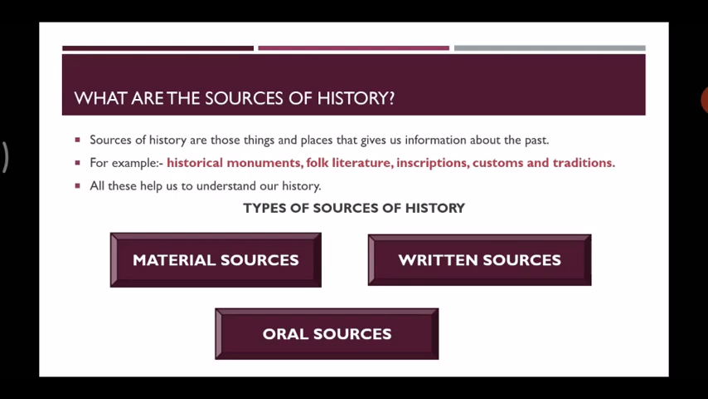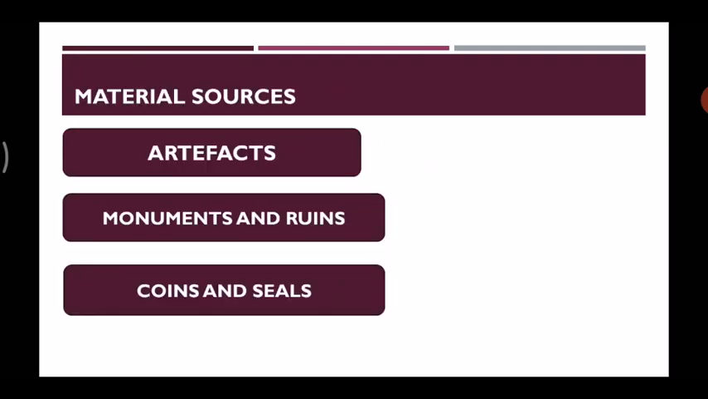Now we will see the types of sources of history. They are of three types: material sources, written sources, and oral sources. So, children, let's start with the material sources. Material sources are further divided into different parts. Material sources means what? The study of things or objects. Now, what are those different parts material sources are divided into? They are artifacts, monuments and ruins of the monuments, coins and seals.